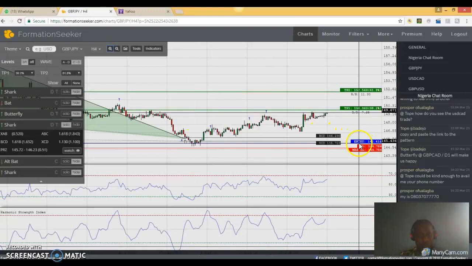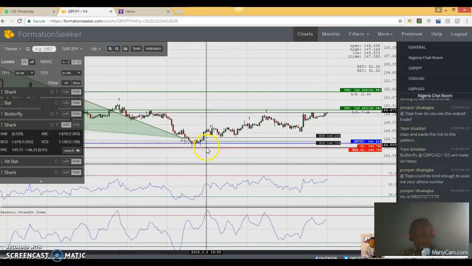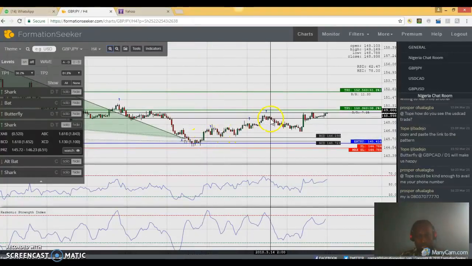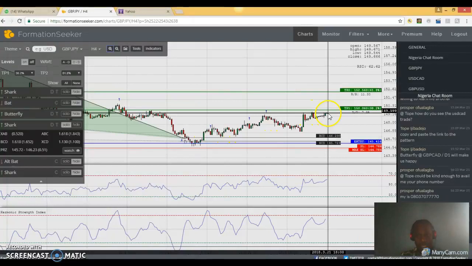So we took this trade, and then immediately it went against us. It was looking as if it was going to touch the SL. Then it came back up, and then before we knew it, here it is. We're still in this trade, but I decided to close mine here. We're still in this trade, and then we are here now.